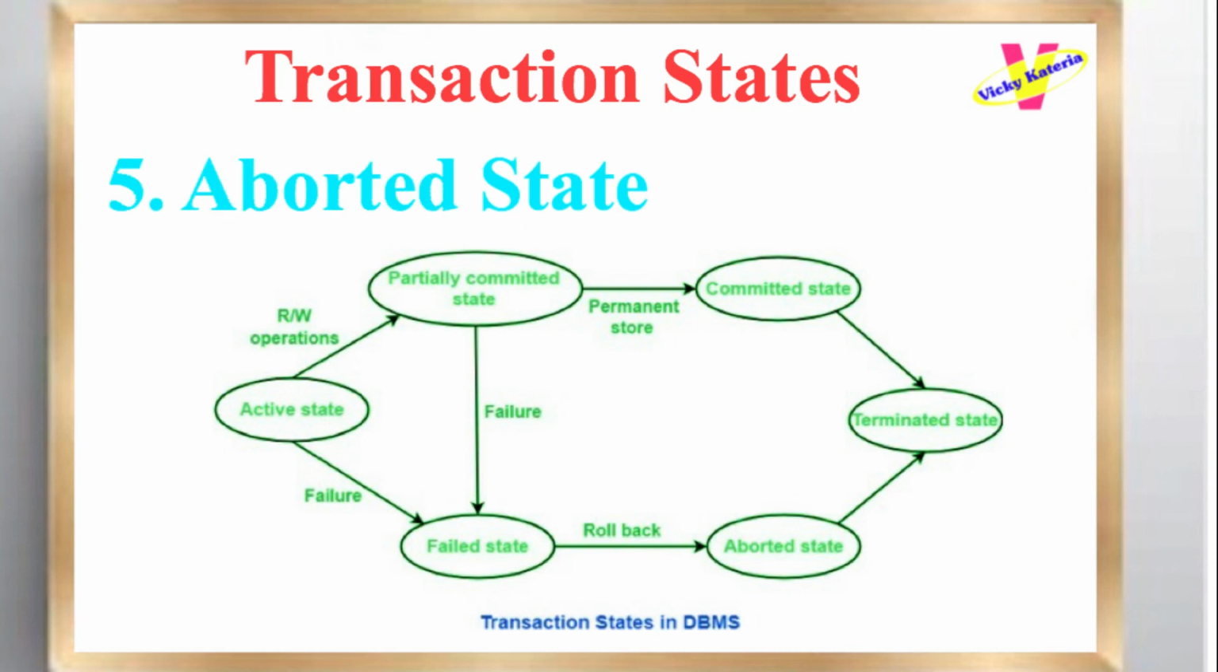Aborted state. After the transaction has failed and entered into a failed state, all the changes made by it have to be undone. To undo the changes made by the transaction, it becomes necessary to roll back the transaction. After the transaction has rolled back completely, it enters into an aborted state.